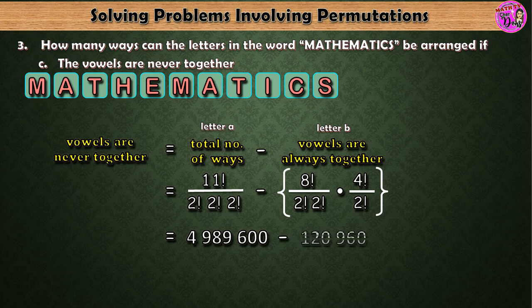4,989,600 minus 120,960. That is equal to 4,868,640. Therefore, there are 4,868,640 ways we can arrange the letters if the vowels are never together.